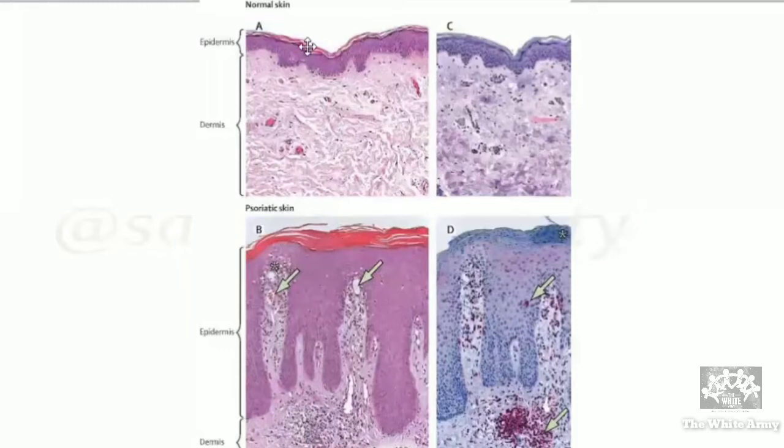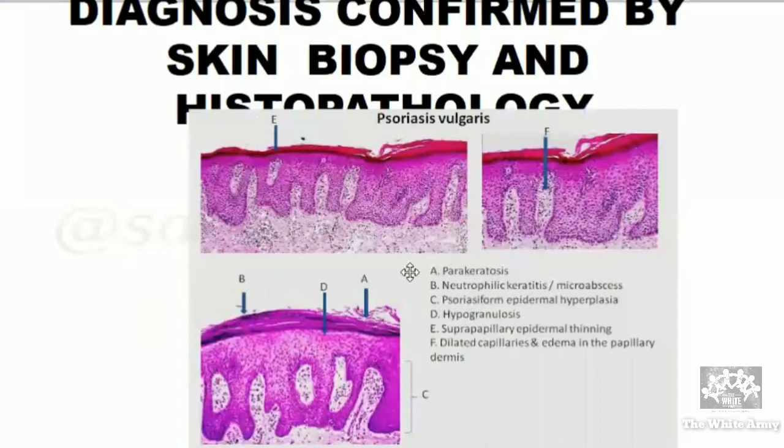Also, in the thin normal stratum corneum, the cells are devoid of any nucleus, whereas here there will be nucleated cells in the stratum corneum. That is called parakeratosis. Parakeratosis is one of the characteristic features in the histopathology of psoriasis. I'll show you in this picture. Parakeratosis is nothing but nucleated cells in the stratum corneum because they are not properly matured. Then there are neutrophilic keratitis or microabscesses. There are inflammatory cells in the dermis, and they come into the epidermis also, and in the epidermis they will be segregated in certain layers.